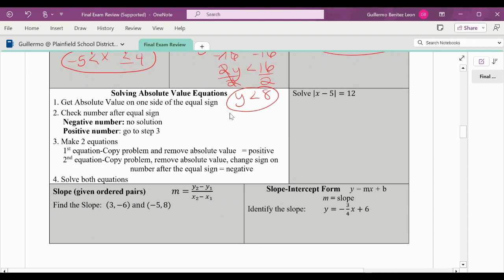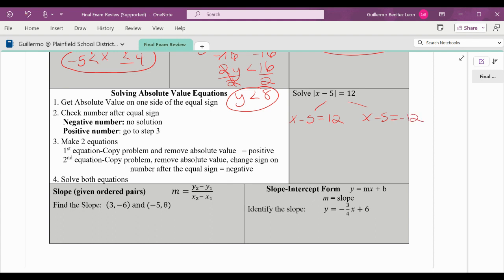Absolute value equations. You can read through the instructions here, but essentially you want to get the absolute value by itself. In this case, it is by itself. There's nothing on the outside of the bars. Once you get the absolute value by itself, you make two cases. You make a positive and a negative case. So x minus 5 equals positive 12. x minus 5 equals negative 12.